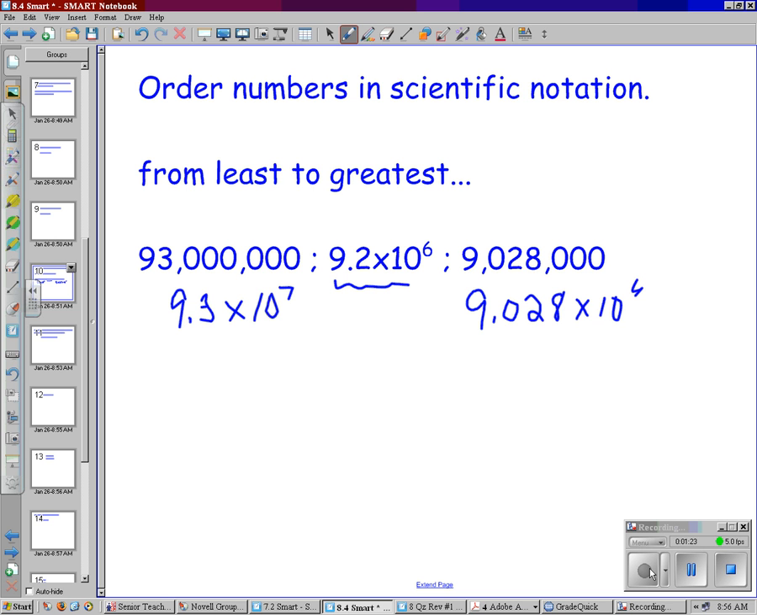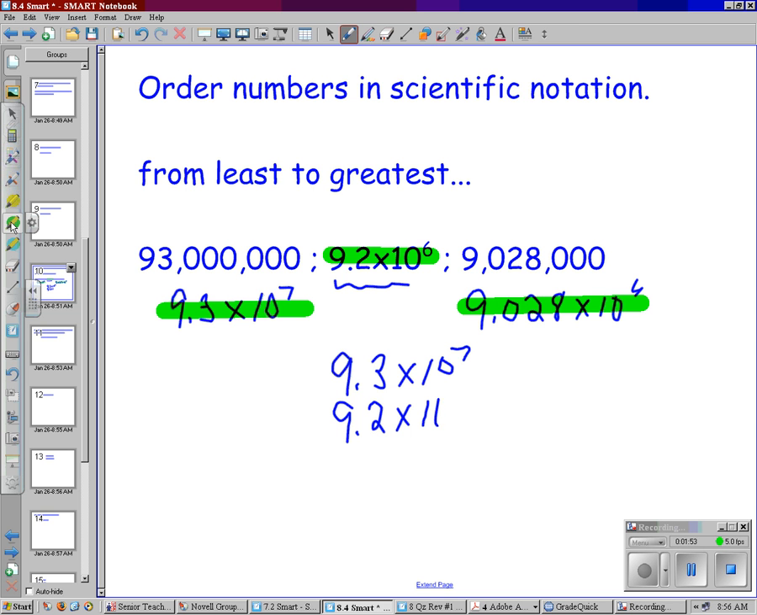All right. So we have our 3 numbers up here that we are looking at. What we are going to have to do is compare those numbers based on their exponent on the 10, as well as the constant. If you look at them, I have 9.3 times 10 to the 7th. I have 9.2 times 10 to the 6th. And I have 9.028 times 10 to the 6th.